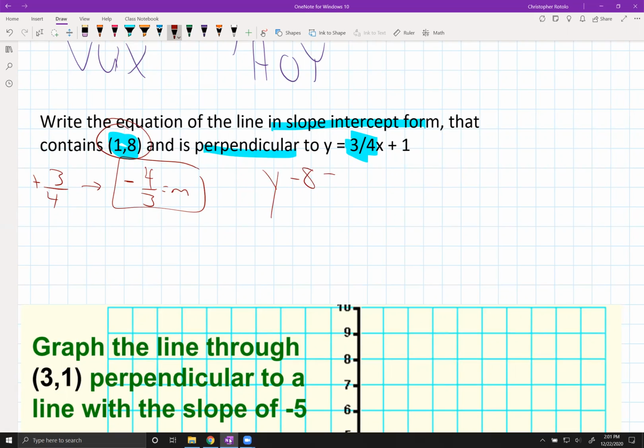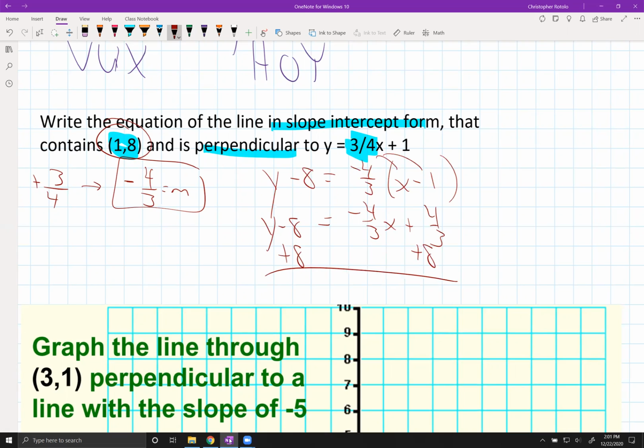Y minus 8 equals -4/3, x minus 1. Let's distribute. -4/3 x plus 4/3 equals y minus 8. All right, let's move this 8 over here. So y equals -4/3 x. Don't let this part mix you up. Remember, 4/3 is actually 1 1/3. So we're going to change this straight up to 9 1/3 because I had to add 8 to that.